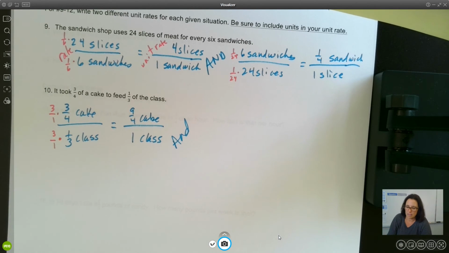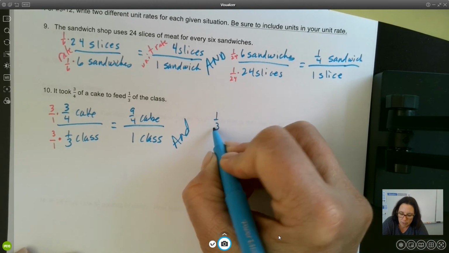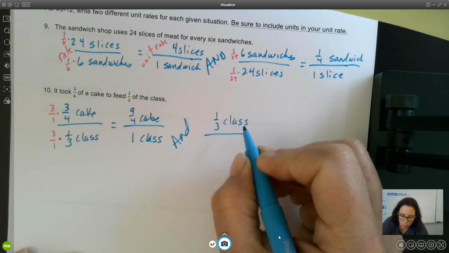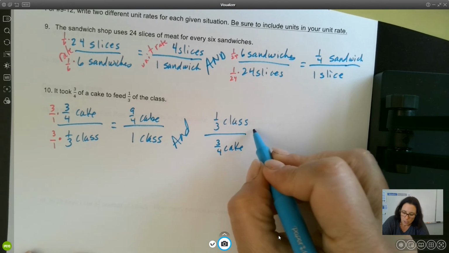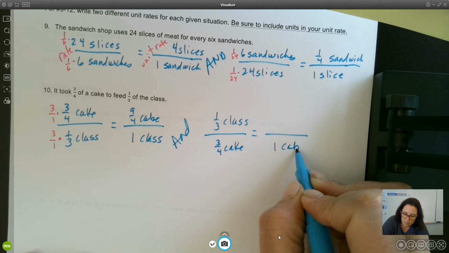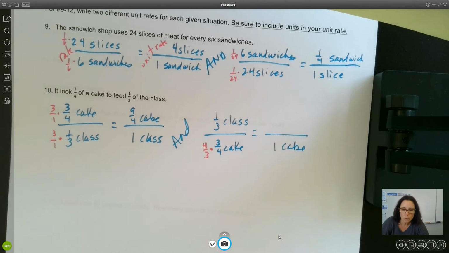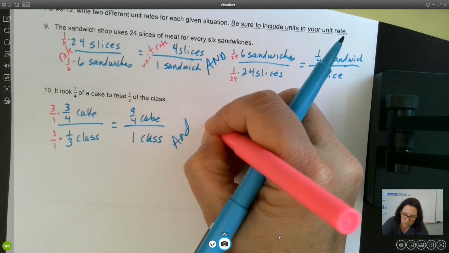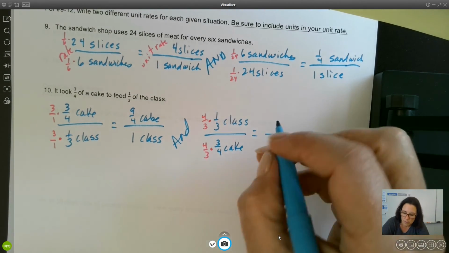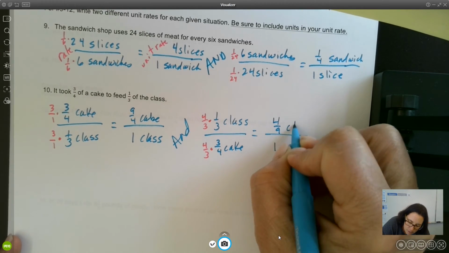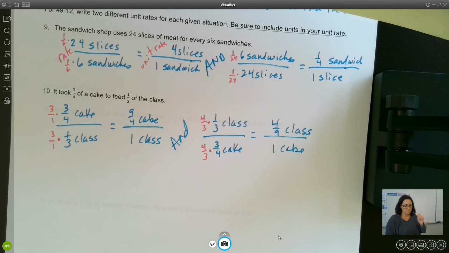But if you don't get that, let's flip this blue problem around. 1/3 class for 3/4 of a cake. Okay, we want that to be 1 cake. To get this to be 1, you would need to multiply by 4/3, which means you would need to multiply that by 4/3. So that would be 4/9 of a class. Gets you 1 cake.